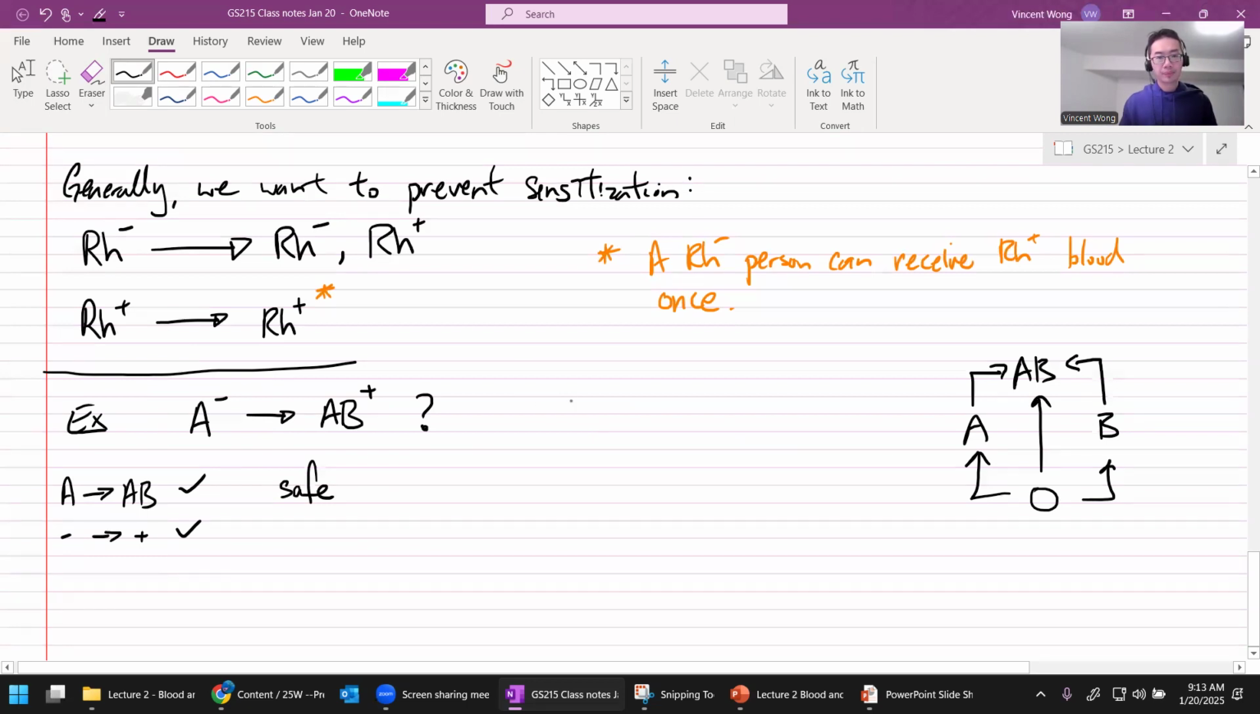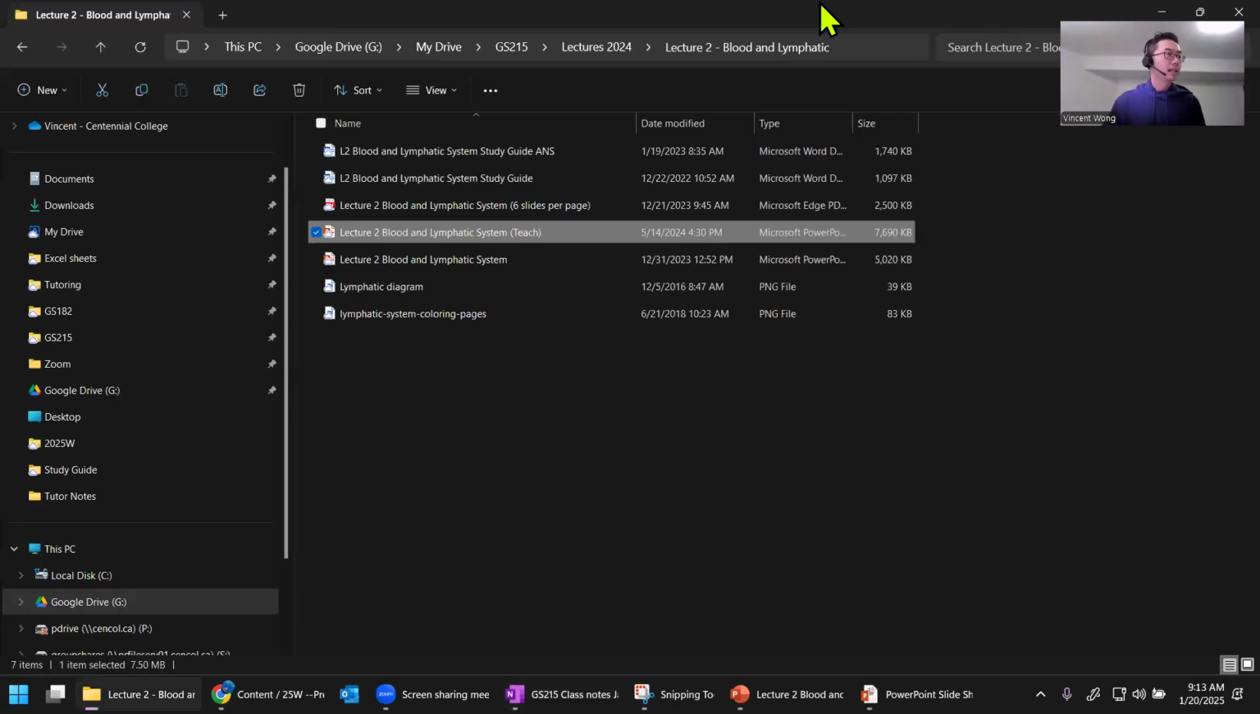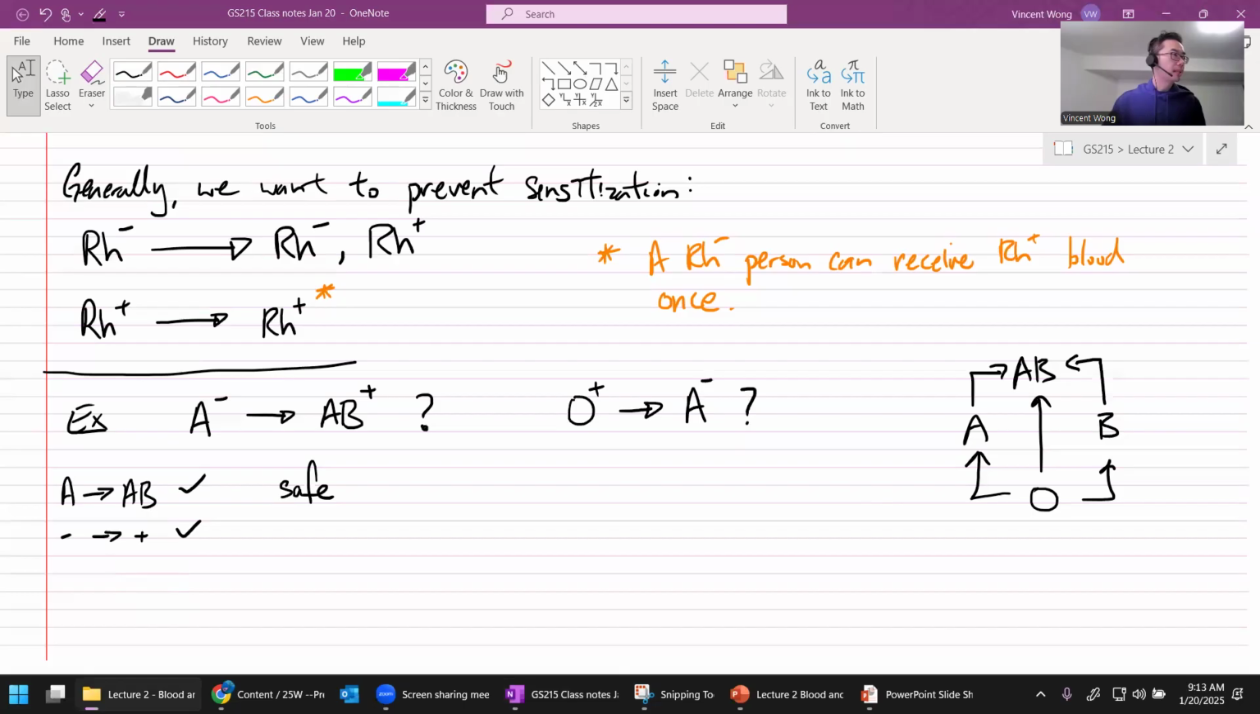Let's do another one. What about O positive to A negative? O positive to A negative. Give that a try, and then I will take it up in a minute. I just need to look for something else in the study guide.